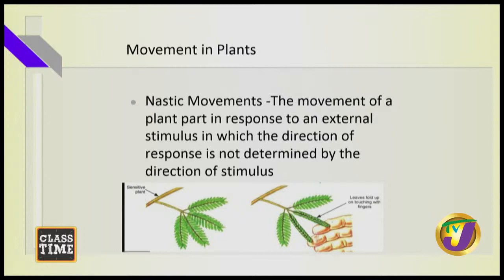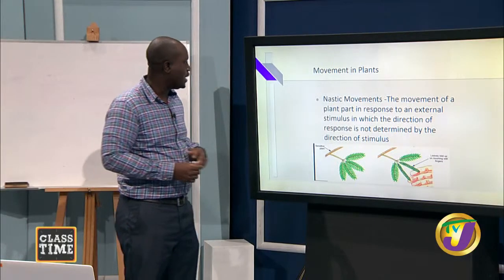And the movement is not in the direction of the stimulus, unlike phototropism and geotropism, where the plant grows towards the stimulus. In nastic movement, the movement is not determined by the direction of the stimulus. But as I said, when you do irritability, which is a topic that comes up in grade 11 biology, we'll go more into that.